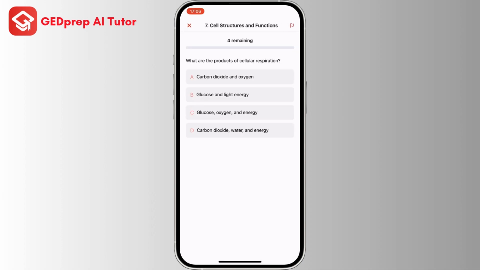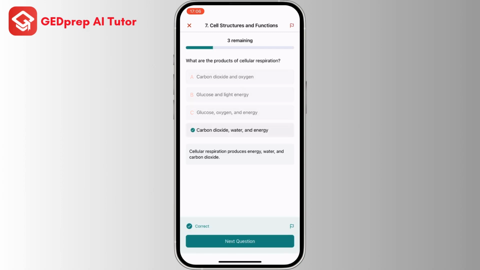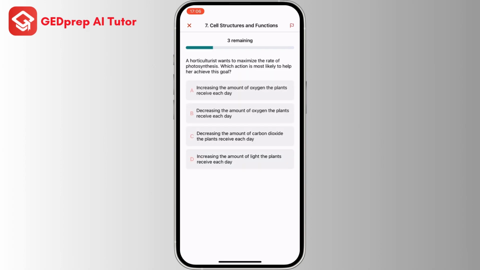Question 1. What are the products of cellular respiration? Option 1. Glucose and light energy. Option 2. Carbon dioxide, water, and energy. Option 3. Glucose, oxygen, and energy. Option 4. Carbon dioxide and oxygen. The correct answer is Option 2. Carbon dioxide, water, and energy. Explanation. Cellular respiration produces energy, water, and carbon dioxide.